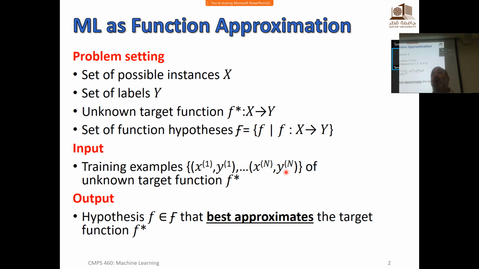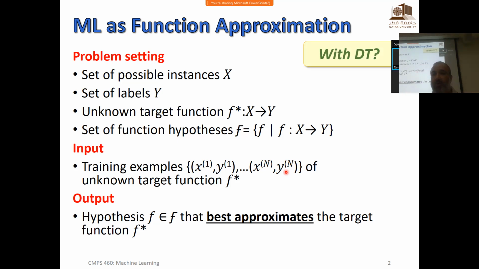Now, what should be the output? The output should be a specific hypothesis that best approximates the target function. That's our hope, that from the learning algorithm we will get a hypothesis or a function that approximates the actual real function that we don't know. If you think about it, we are trying to approximate something that we don't know. That's the biggest challenge in machine learning, that we are trying to get something that we don't really know, but we can learn something about it from the training data that we have.